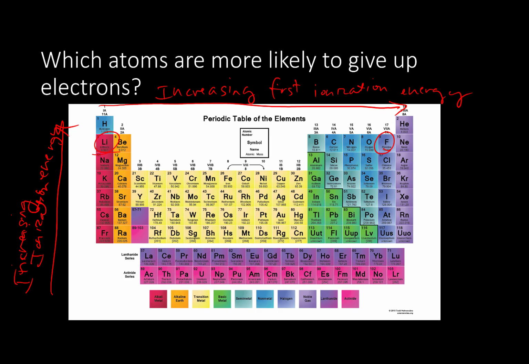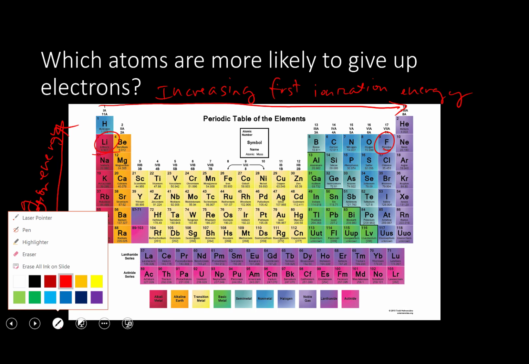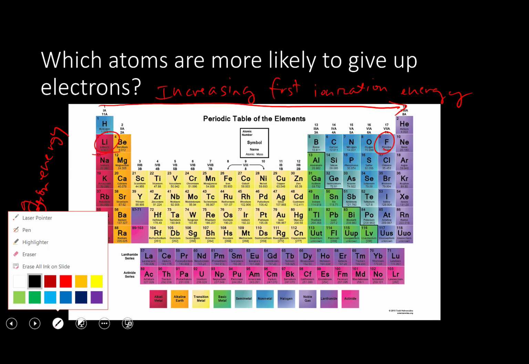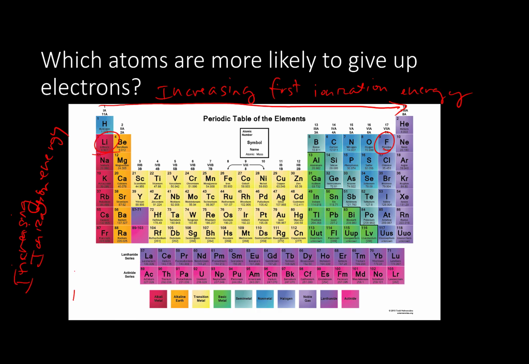Let's at least get our trend straight, though. I'm going to erase this really quickly and get that a little bit better. Let's get our trend clear. So here we go. As we go up the periodic table, we have increasing ionization energy. Now, I already talked about the horizontal trend, and I think you understand that.